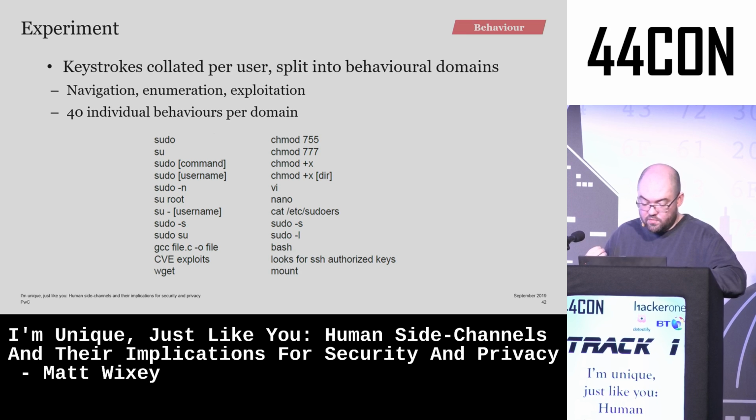So this is an example from the exploitation domain, and you can see how granular we're going. We're not just looking at general attack strategies. This is not whether an attacker tried to use chmod to change permissions of a file, but what numbers they used for chmodding that file. If they tried to sudo, what was the command that they were using? What was the syntax? Similarly with the navigation domain, it's looking at things like what flags an attacker used with the ls command, and did they consistently do that over a period of time?